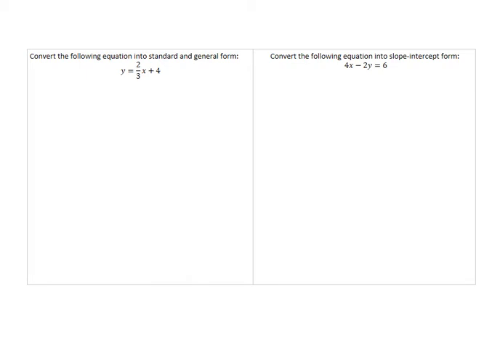So in this video, we're going to learn how to convert between different forms of equations. And really what this just comes down to is the algebra skills you already know and have, which are things like rearranging equations, using opposite operations to isolate variables and things like that. So in your notes, you see explanations of these new terms called standard form and general form.